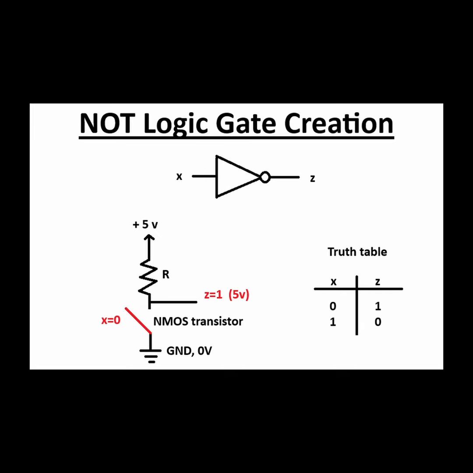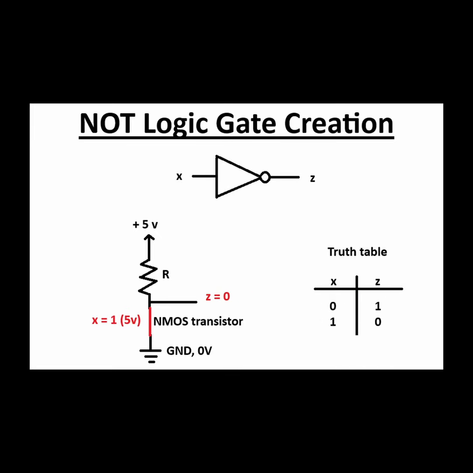If the input to the transistor is 0, or 0 volts, the switch is open, meaning there is no current flowing from our 5-volt power supply to ground. In this case, the output is 5 volts. In other words, a 0 input produced a 1 output.